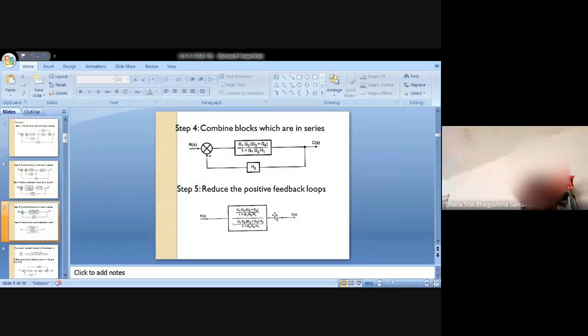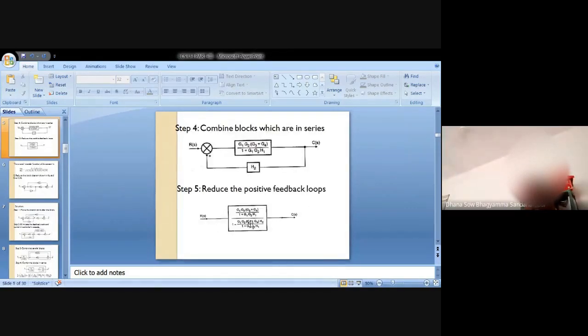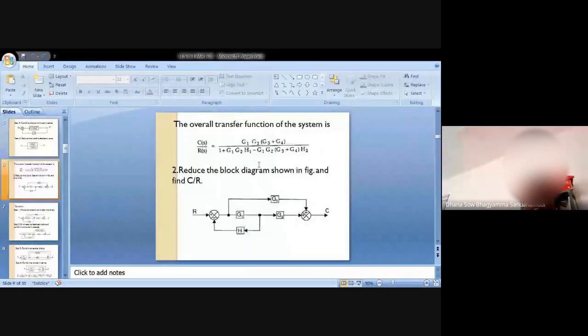This is my input, this is my output, and this is the overall transfer function. I have further simplified it, with a numerator and denominator. If you further simplify it, you will get this equation. So C of S by R of S, the overall transfer function of the system, is equal to this equation.